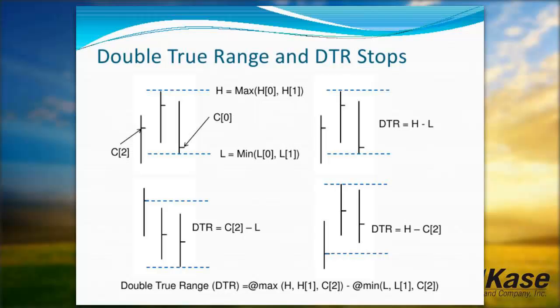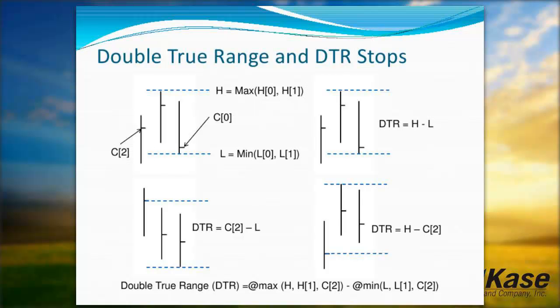And we have some examples here that show how the actual double true range works in the 3 different situations. DTR, in the upper right, would be the high minus the low. That gives you the maximum trading range. In the lower left, it would be the close of 2 bars ago minus the low of the current bar. That's your maximum double true range. And then in the lower right, you've got the high minus the close of 2 bars ago.